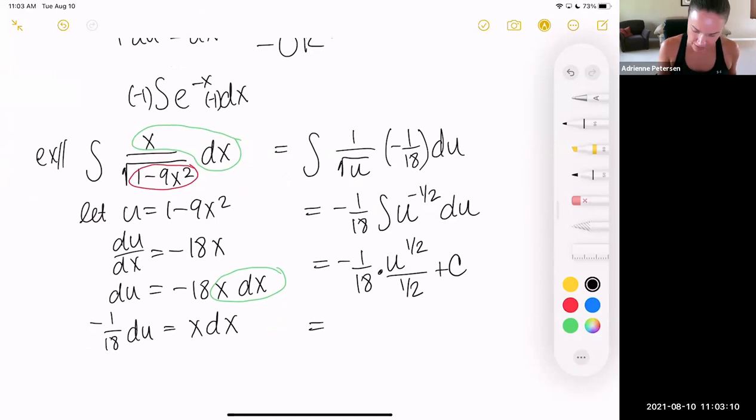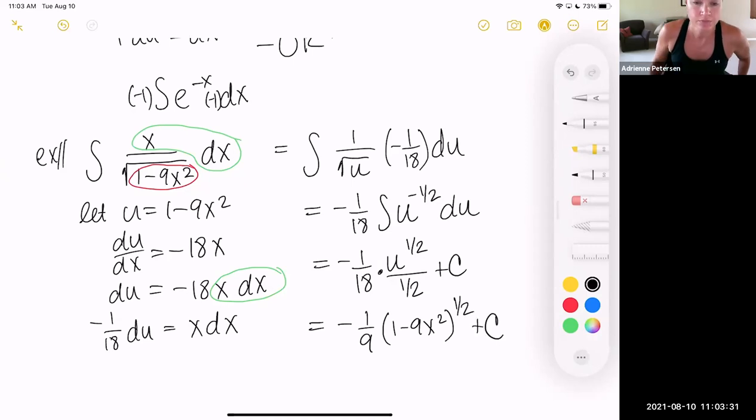So -1/18. And then I also have 1/2 in the denominator. Remember, we multiply by the reciprocal, so I multiply by 2. So those combine to -1/9. I'll put my u back in, which was 1 minus 9x squared. And then we have to the 1/2 plus c. And as a reminder, you can take the derivative of this and make sure that you get the original integrand.